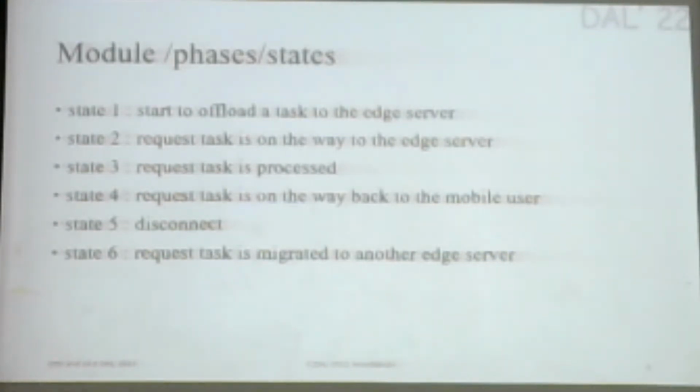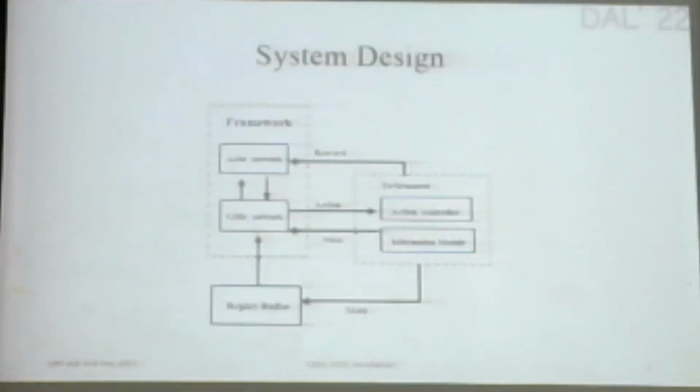Our simulation starts with 6 states. Start to upload the task to the edge server. Request task is on the way to the edge server. Request task is processed. Request task is on the way back to the mobile user. Then it disconnects, and then it takes another request.